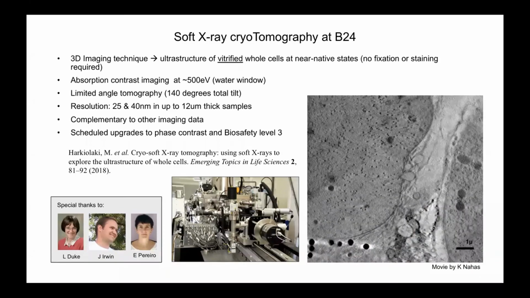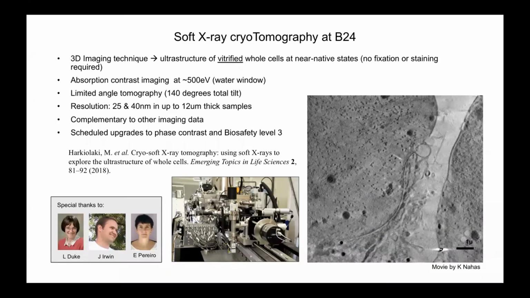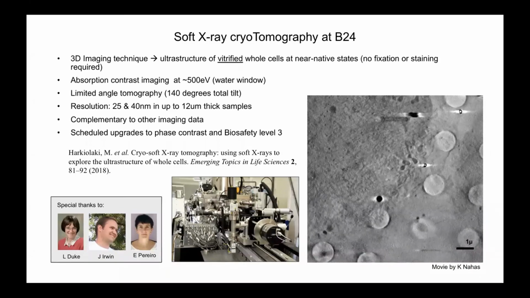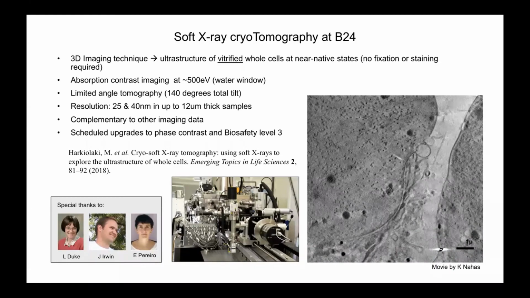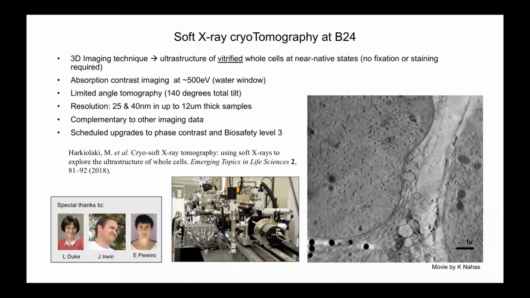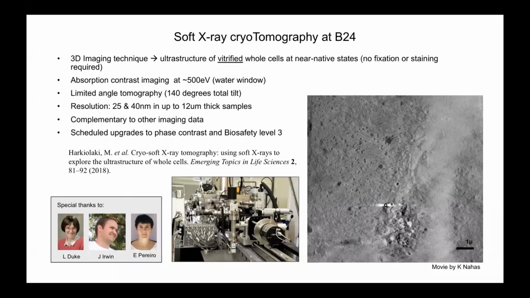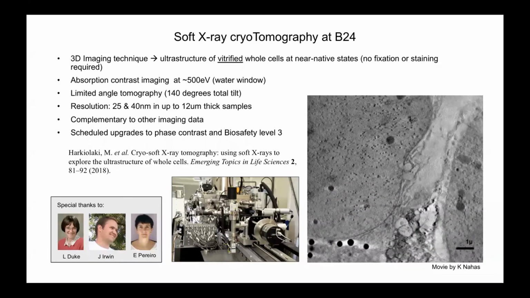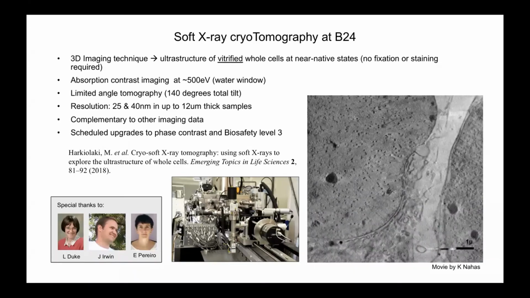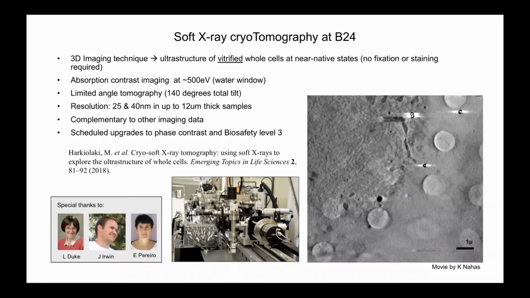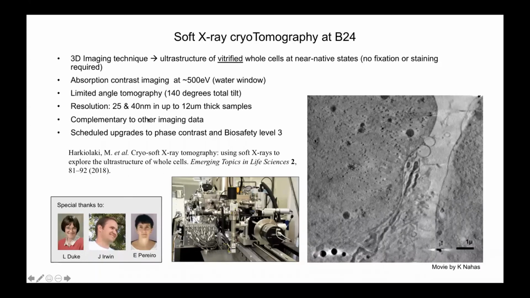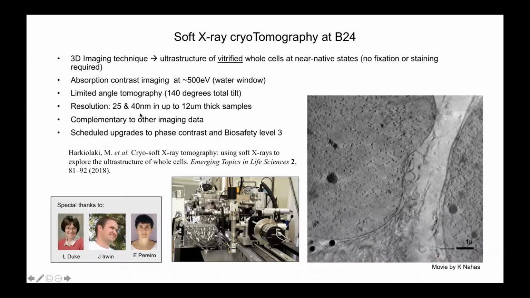We use the natural absorption contrast we get in a specific range of X-rays between the absorption edges of carbon and oxygen, at which point carbon-rich biological material absorbs X-rays a lot more than the oxygen-rich media that surrounds it. So we get a natural absorption. And we have both 25 and 40 nanometer options for the resolution.